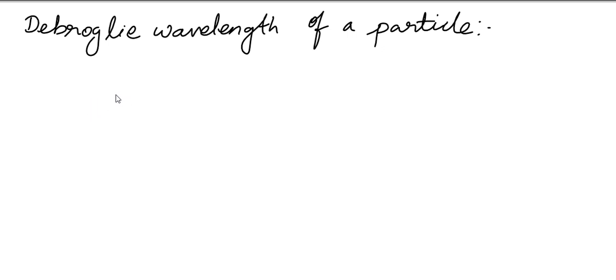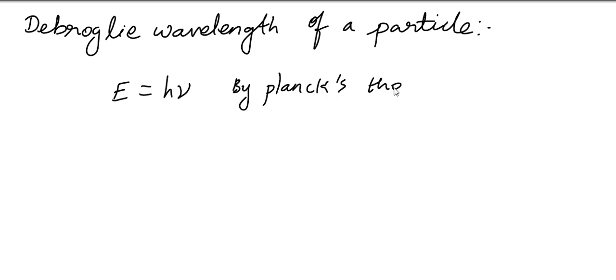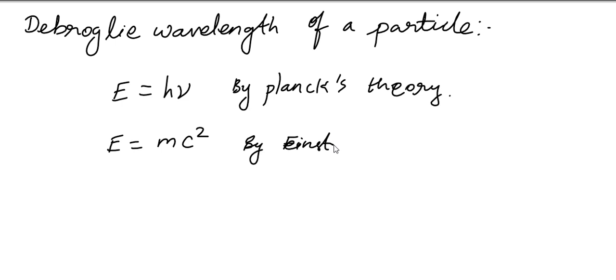Planck and Einstein இரண்டு பேரோட தியரி படி நம்ம எனர்ஜியோட ஃபார்முலா E is equal to h nu by Planck's theory, and E is equal to mc square by Einstein's mass energy relation, mass energy equivalence.